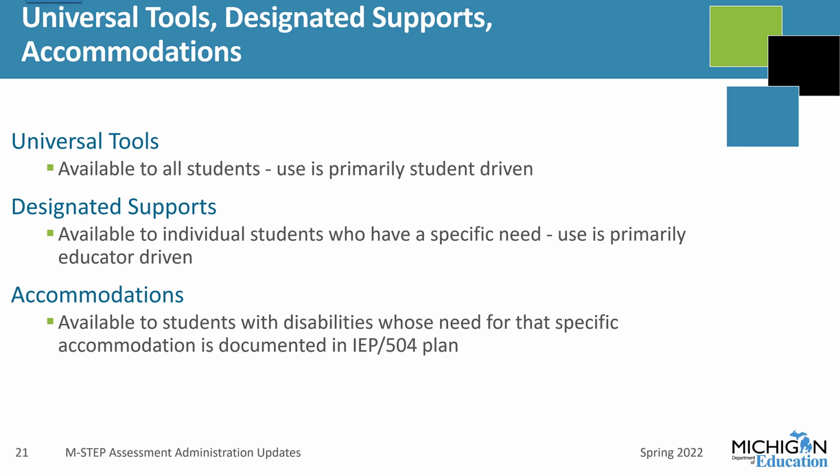Designated supports are available for students based on their specific need. These are decided by educators, and they should be supports that are used in day-to-day instruction. The most common example of a designated support is text-to-speech for items only. Again, this should be decided individually by student, never assigned to a whole class, grade, or content area, and it should be something that the student is using in day-to-day instruction. Finally, accommodations are available for students whose IEP or 504 plan documents the need for this accommodation.